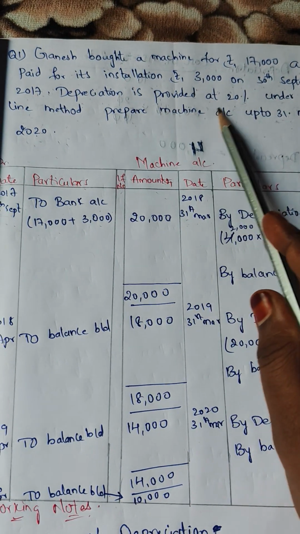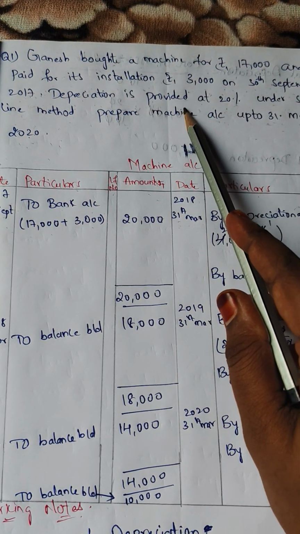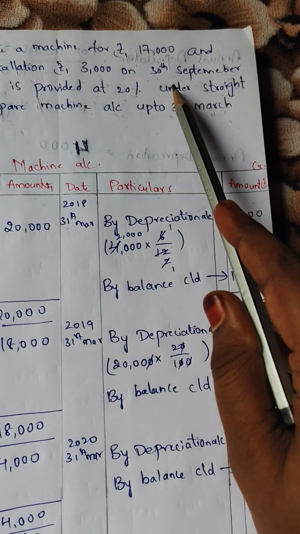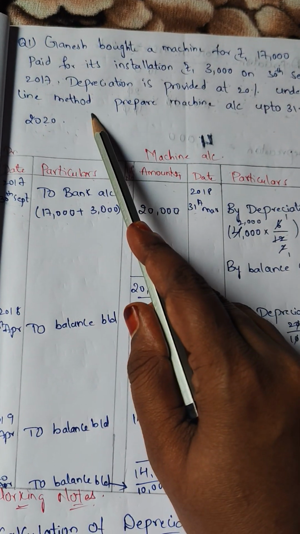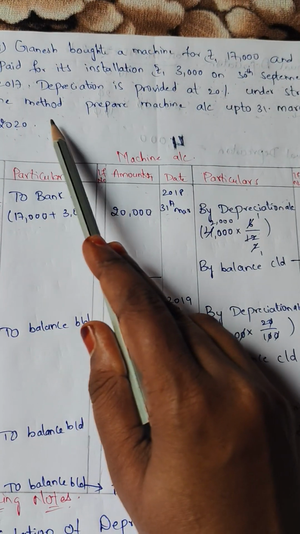Next, depreciation is provided at 20%. Depreciation is nothing but the rate of depreciation. We got 20% here, and the straight line method will be there. It means here we have to follow the straight line method.